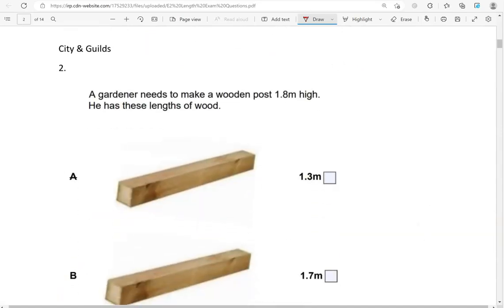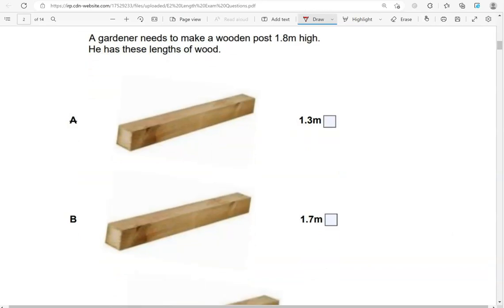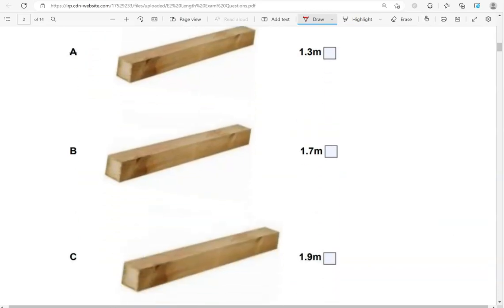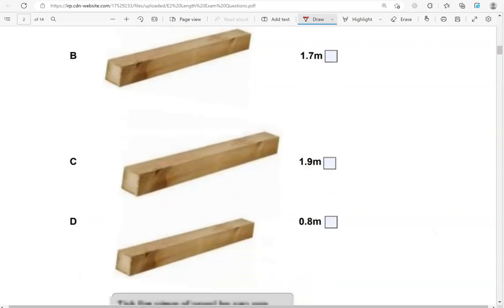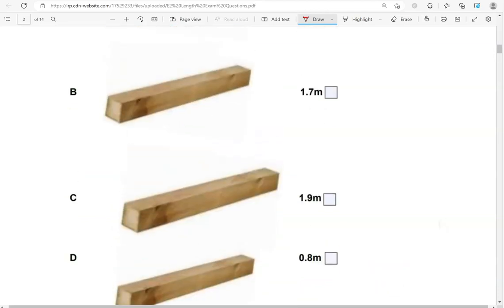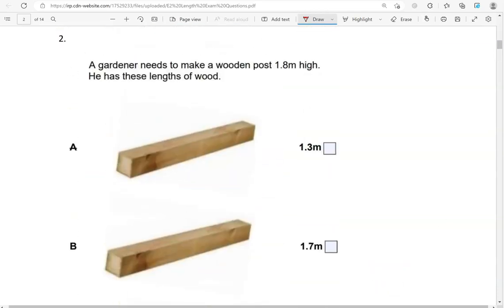A gardener needs to make a wooden post 1.8 meters high. He has this length of wood: 1.3 meters, 1.7 meters, 1.9 meters, 0.8 meters. Take the pieces of wood he can use. So he needs to make the post 1.8 meters high. That's why the length of the wood needs to be greater than 1.8, so he can cut from it.